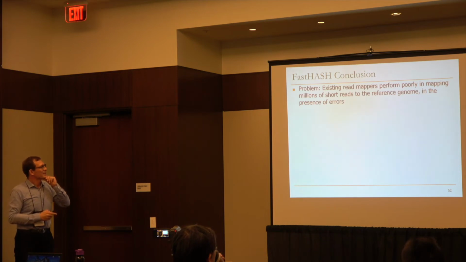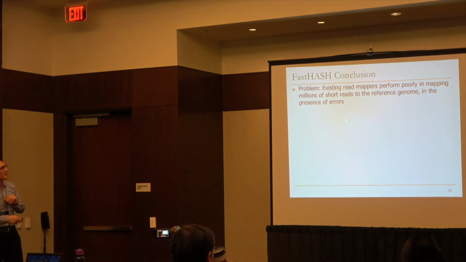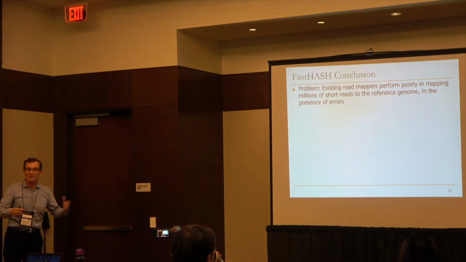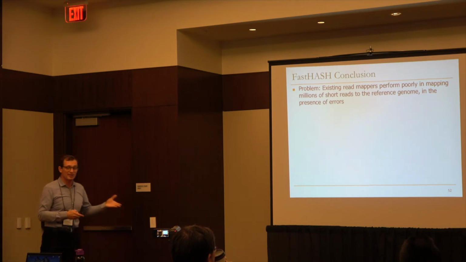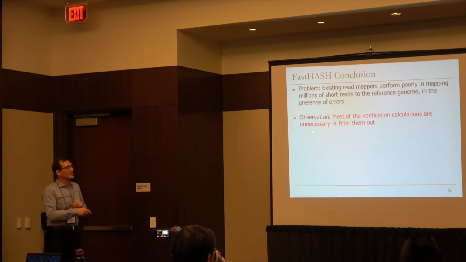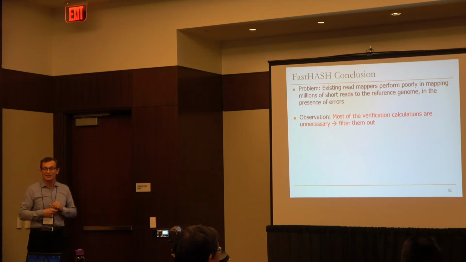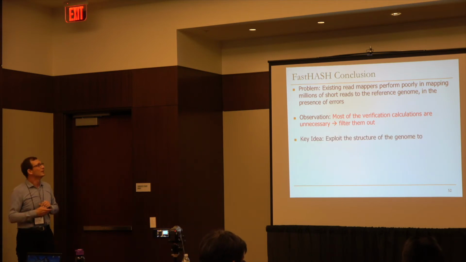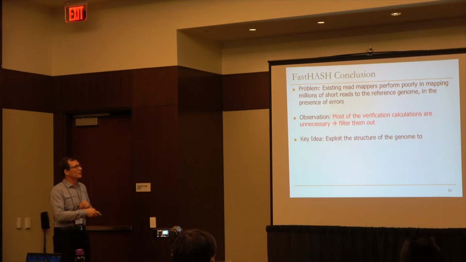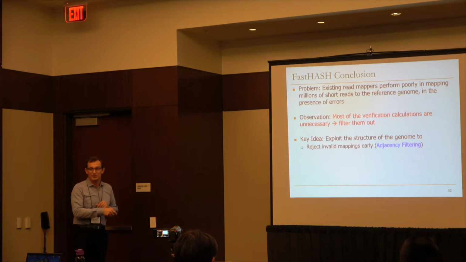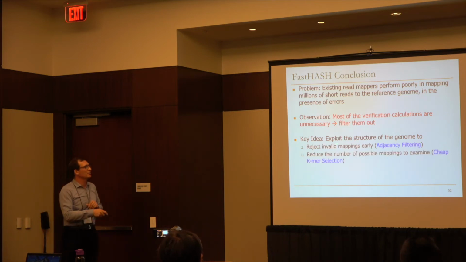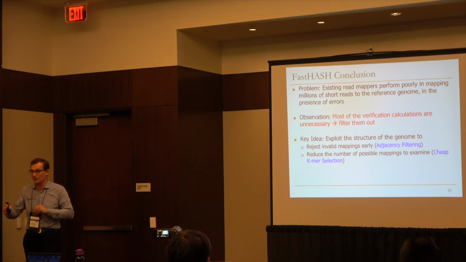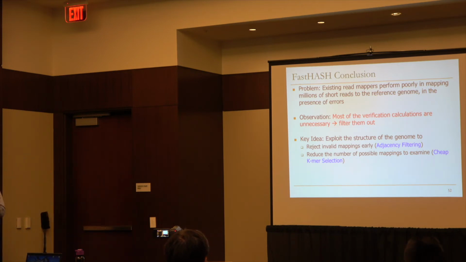Okay, so the conclusion is we have read mappers that perform poorly in mapping millions of short reads to the reference genome, especially in the presence of errors. The observation is that most of the verification calculations are unnecessary, so filter them out. We exploit the structure of the human genome to reject invalid mappings early, that's adjacency filtering, and we reduce the number of possible read mappings to examine using this cheap k-mer selection, selecting the cheap k-mers only.